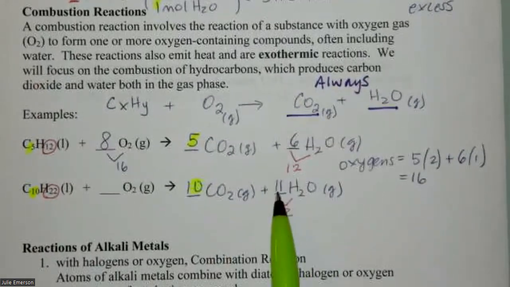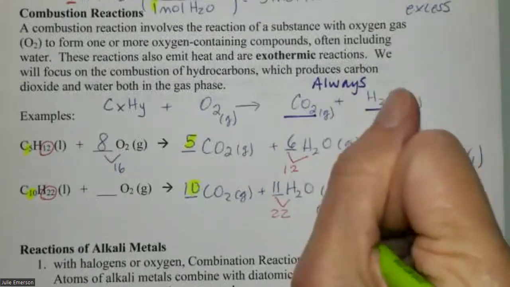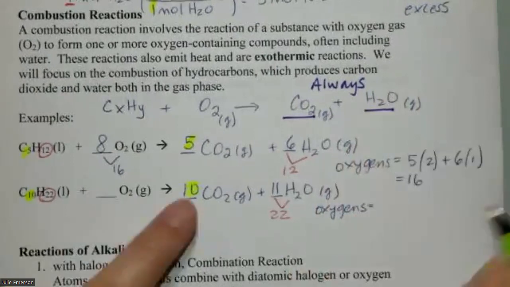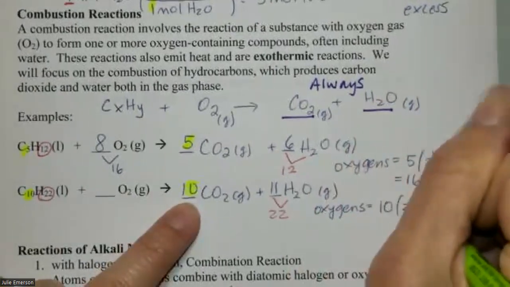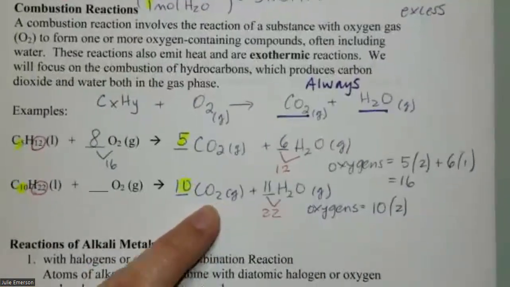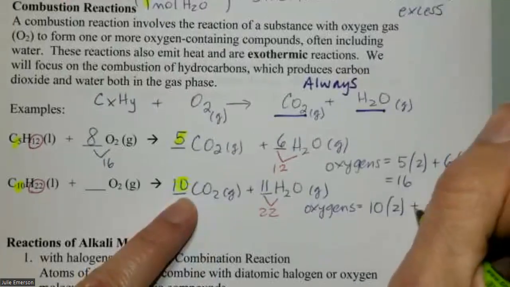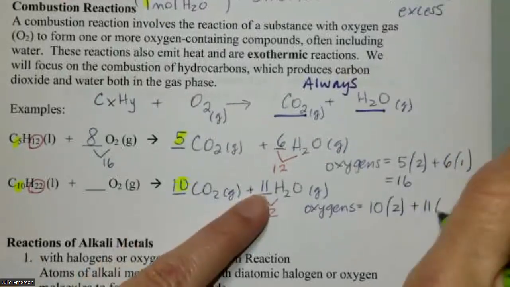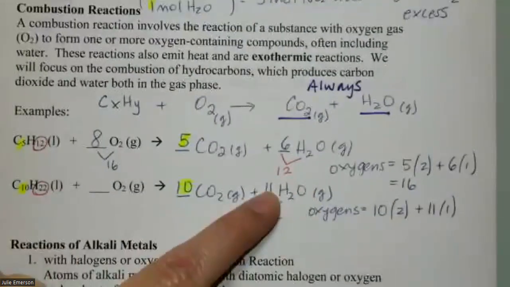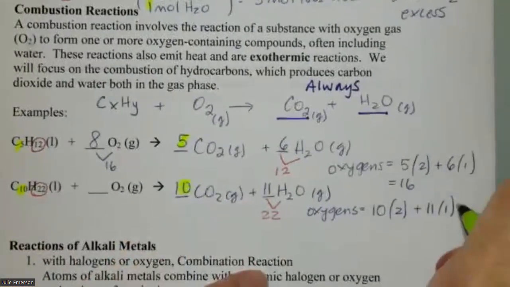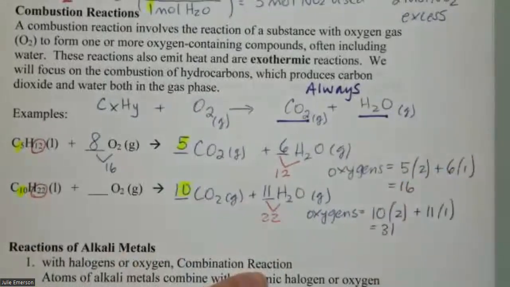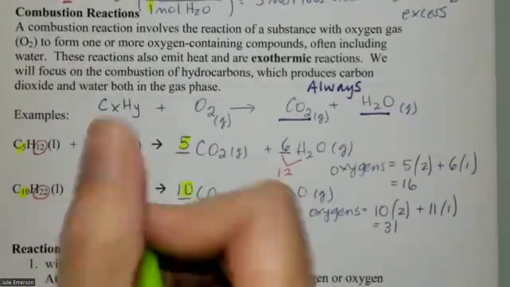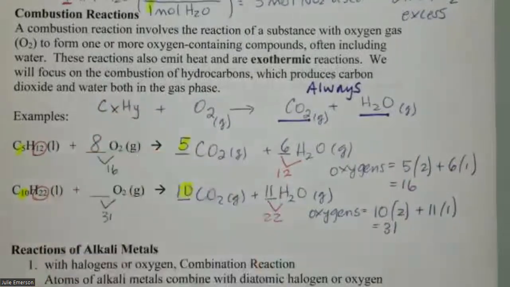Whenever you end up with an odd number in front of the water, you're going to end up with an odd number of oxygens. That's okay, but I'll show you what's going to happen. When I go to total up my oxygens, I have 10 CO2s times the subscript of 2, so I've got 20 oxygens here. Then with the water, I have a coefficient of 11 times the subscript of 1, so 11 oxygens here. So 20 plus 11 means I have 31 total oxygens. So on the reactant side, I need the multiple of 2 that gets me to 31.